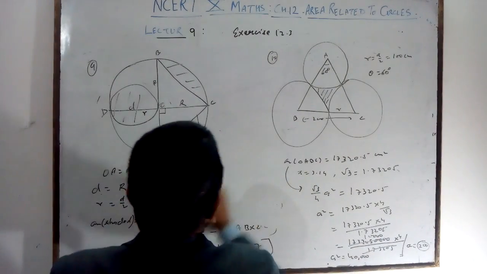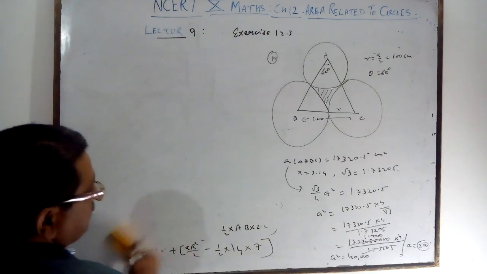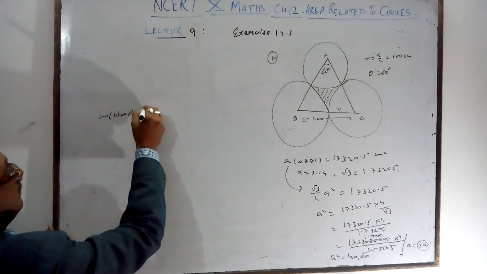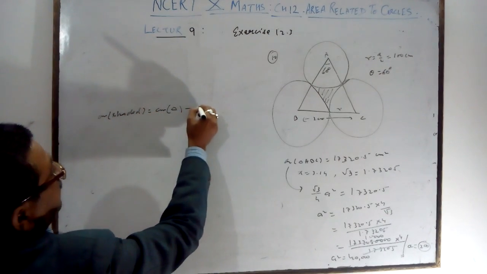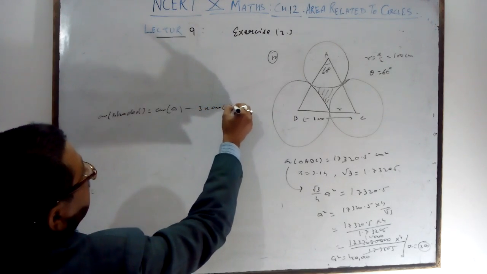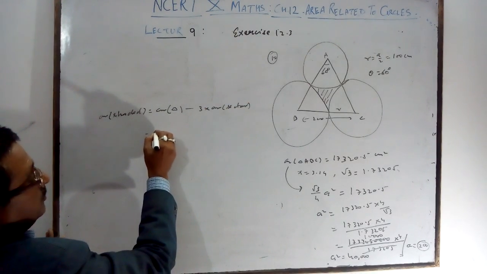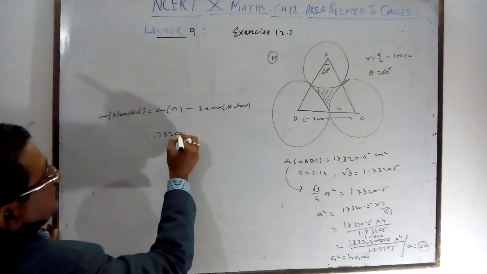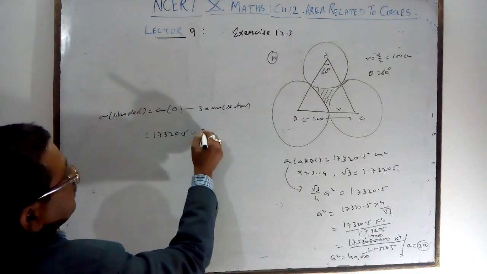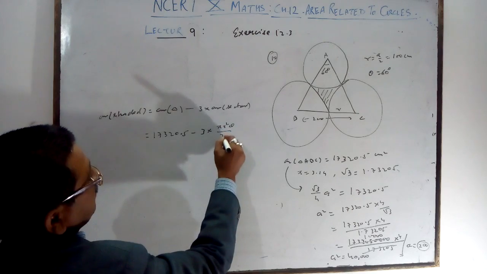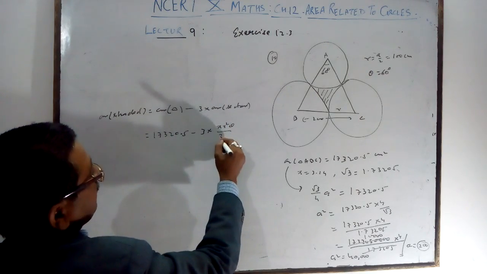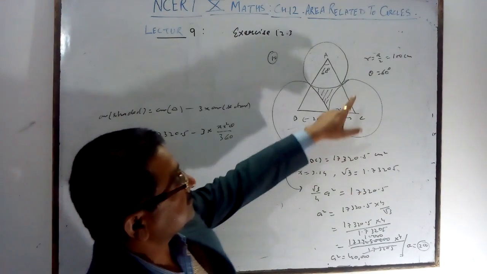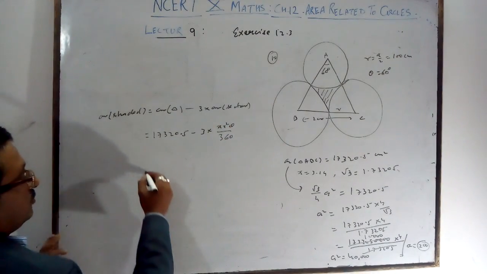So, area of shaded region. In this case, how will you find out? Area of shaded region is equal to area of triangle minus 3 into area of sector. There are 3 sectors. So area of the triangle, no need to calculate again. It is given: 17320.5 minus 3 into pi r square theta by 360. Where r is given, theta is given, pi is given. Pi you put 3.14, theta 60, r 100, and then you will get your answer.